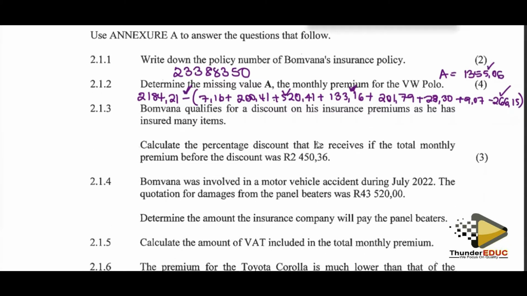All right. Ambavana qualifies for the discount on his insurance premiums, as he has insured many items. Check the percentage discount that he receives if the total monthly premium before discount was this much. Remember the discount the person received, it was 266. But now that was in value. They want it to be expressed as a percentage. So it's this much out of the premium you would have paid.